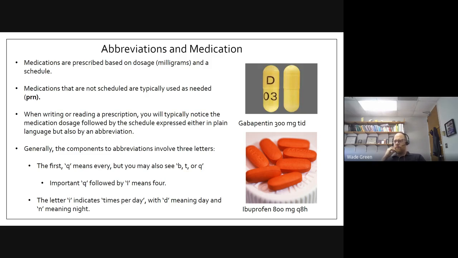So obviously the I is a measure of frequency, means times per day, right? With D meaning day and N meaning night. So for example, if I say that I want you to take ibuprofen 800 milligrams TID, I've said I want you to take 800 milligrams of ibuprofen 3 times a day, right? Or TIN, 3 times a night. Generally speaking, we wouldn't recommend that because ibuprofen is generally dosed at a maximum of 2,400 milligrams in 24 hours, right?